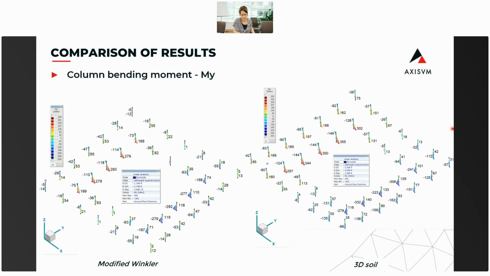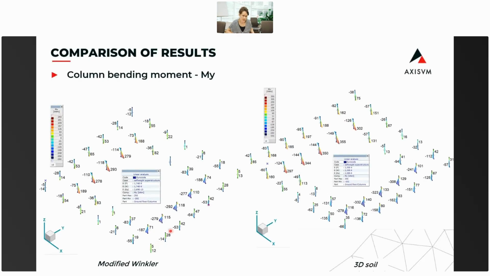This slide compares the bending moments of the columns under self-weight. The effect of the different deformation patterns becomes visible in the structural result. Let's see this modified Winkler model. If we have a look at these columns and these columns, and compare the distribution of moments, we can see that negative moments and positive moments are very similar. The distribution of bending moment is symmetric.